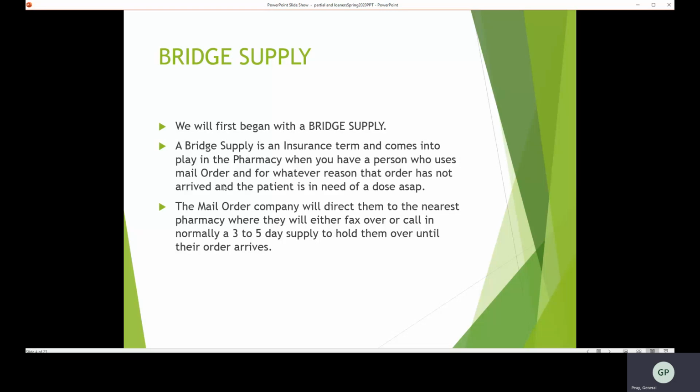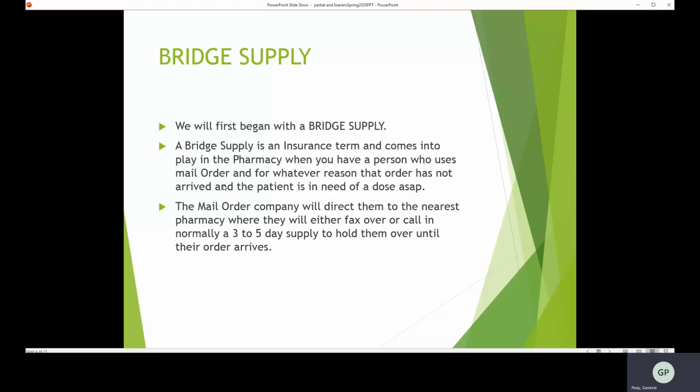But sometimes with mail order, as the name sounds, the prescription gets delivered via FedEx, UPS, or just the regular postal service. And sometimes they're not always on time. So in these situations, if a person was supposed to get their prescription today and they're out of medication, and for whatever reason, FedEx or the postal service didn't deliver the medication today, the customer will call the mail order company and tell them that, hey, my medication was supposed to arrive today, but nothing was in the mail.